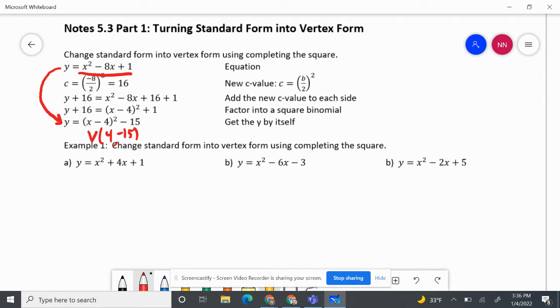First step is we're going to find our new c value. Then we're going to add that to both sides of the equation. We're going to factor it and turn it into a square binomial. That's why it's called completing the square. And then we're going to get the y by itself.